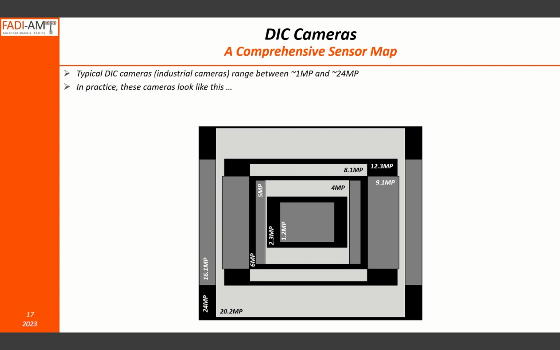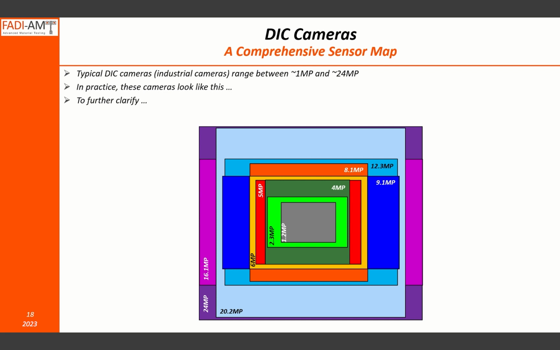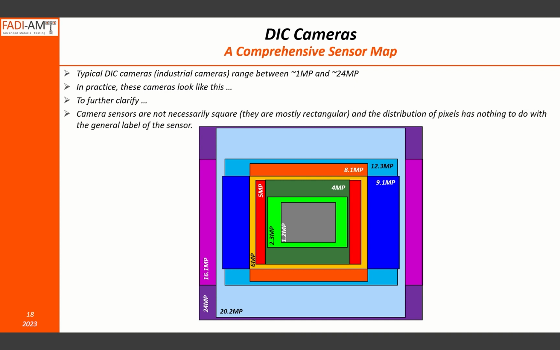And I know it's a little bit confusing to look at them like this, so maybe to try to simplify it, I'm going to switch to colors. It helps, but maybe not too much. And that's basically the case we have. Camera sensors that are used out there, they're not necessarily square. In fact, most of them are rectangular except for a few cases. And the distribution of their pixels has nothing to do with their general label. Meaning, if someone tells you that this is a 5 or a 12 or a 9 or 20 megapixel camera, without you knowing what that sensor is, you have no idea whether it's rectangular or square just by looking at the label of the camera.